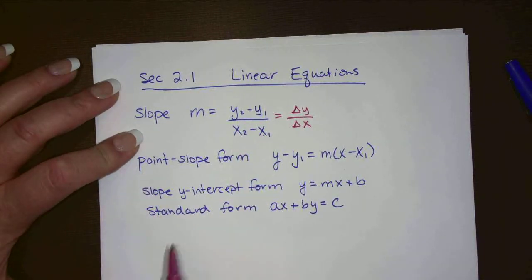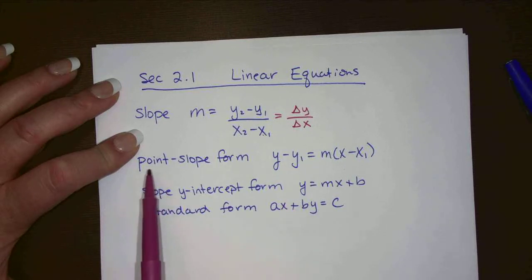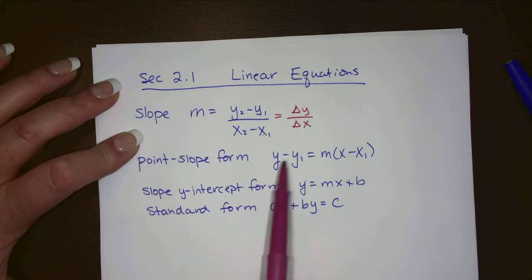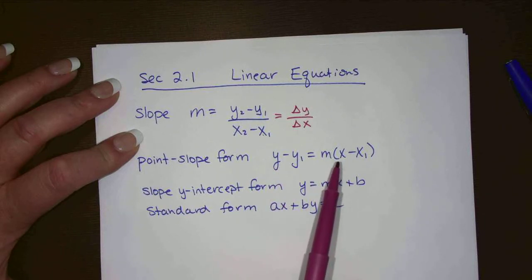Then we've got 3, and I don't give you any formulas on any tests, so you do need to know these for the final and for test 3. So the point slope form is this. And the first one is what I'm going to use to do calculations.